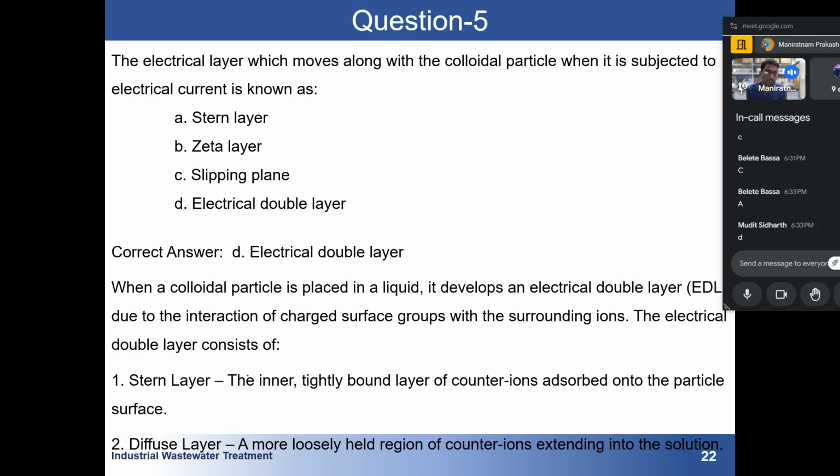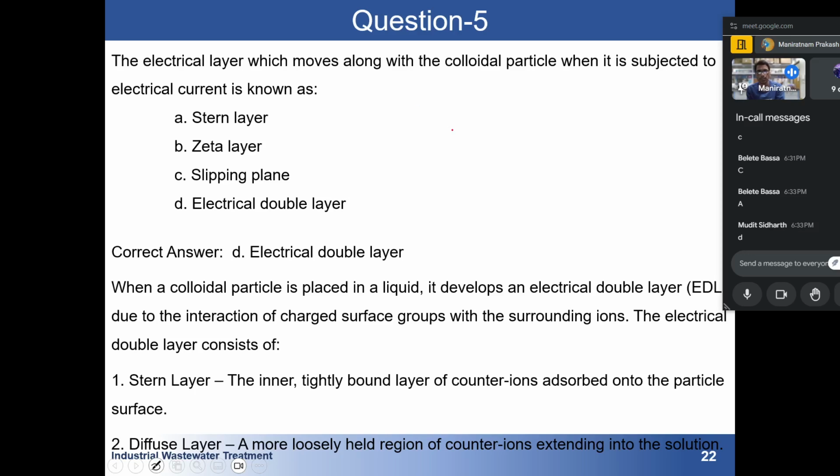Now, the name itself suggests double layer, and we know that there are two layers when we talk about this kind of surface, with potential terms and all these things: that is the diffuse layer and a stern layer. Now when a colloidal particle is placed in liquid, it develops an electrical double layer or EDL due to interaction of charged surface groups with surrounding ions. This electrical double layer consists of a stern layer, the inner tightly bound layer of counter ions adsorbed on the particle surface, and then we have the diffuse layer, a more loosely held region of counter ions extending into the solution.